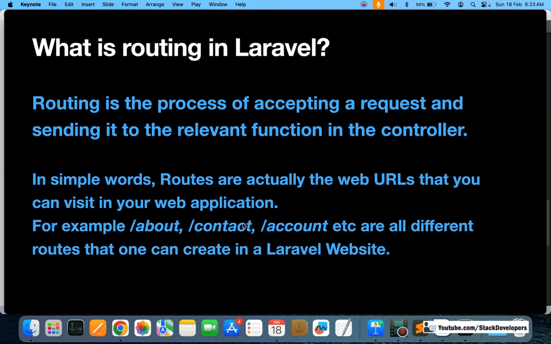So in simple words, routes are actually the web URLs, like I have explained earlier. They are the URLs that you can visit in your web application, like about, contact, account. All these are different routes that one can create in a Laravel website. So we simply call them the URLs, the links, that we can define in web.php or api.php. Okay, so let's see the next question.